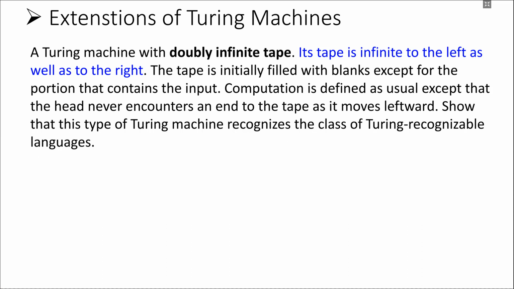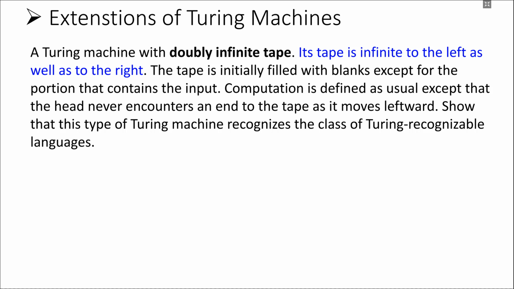Now let's move on to an example that tries to extend ordinary machines. A Turing machine with doubly infinite tape. Its tape is infinite to both the left end and the right end. The tape is initially filled with blank symbols except for the portion that contains the input. In an ordinary Turing machine, there is a left end, and whenever the machine tries to move left once it hits the left end, the move stays in place.